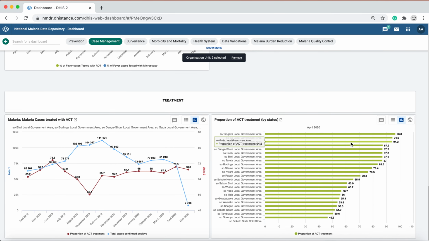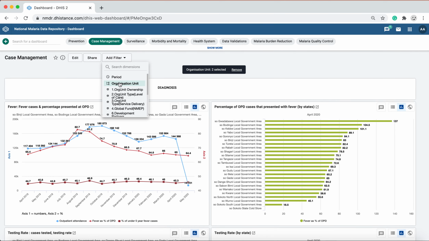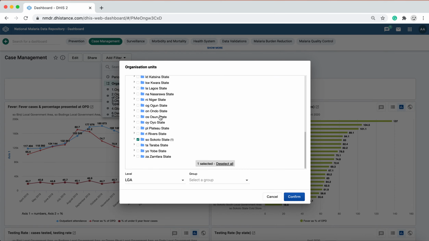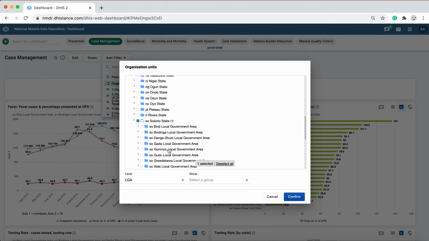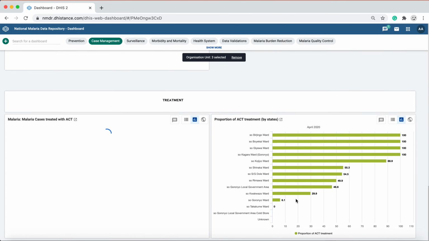So this is the uptake of ACT in Sokoto by LGA. You could see that the last LGA, or the second to the last, is Goronyo, with less than 50% uptake of ACTs for the confirmed malaria. So you quickly go and find out what's happening in Goronyo LGA. You go back to the drill down function, select org unit, and then do a drop down under Sokoto because you are interested in Goronyo LGA. You click and you want to see the data by ward as well. So you quickly click confirm and go back to that same chart.